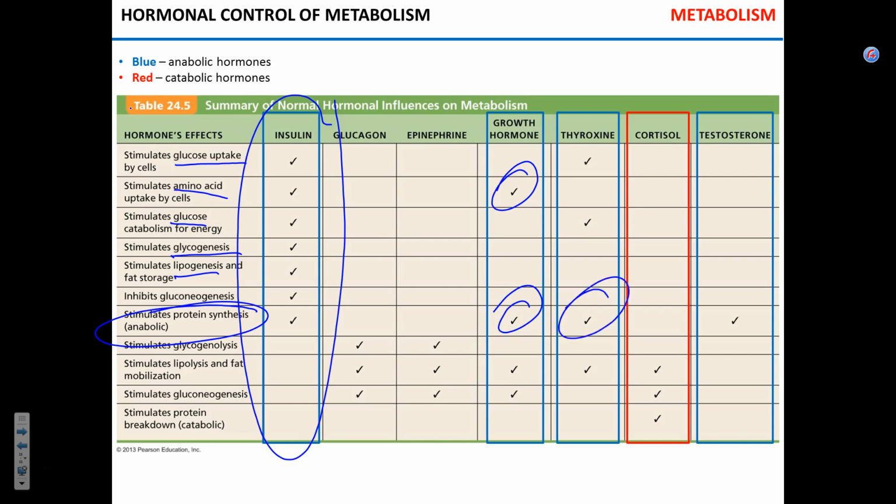Thyroxine stimulates protein synthesis. And testosterone stimulates protein synthesis. Does that make sense? So you have 4 anabolic hormones: insulin, growth hormone, thyroid hormone, and testosterone. In terms of the stimulation of protein synthesis, testosterone is the most powerful, the most potent.